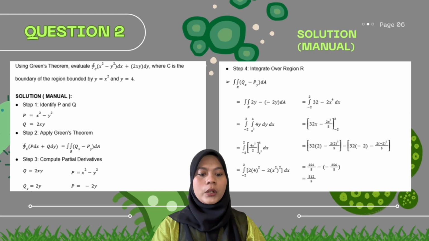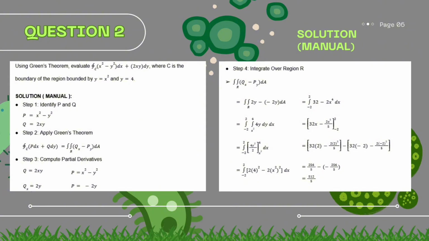Now, we integrate with respect to x. Integrate from negative 2 to 2 of 32 minus 2x to the power of 4 dx. We have to integrate term by term. So it will be 32x minus 2x to the power of 5 over 5. And evaluating from negative 2 to 2 will be 256 over 5 minus negative 256 over 5. Then, finally, we obtain the final answer 512 over 5.